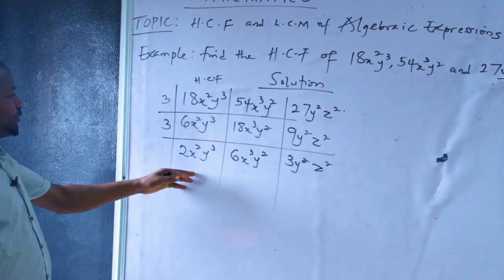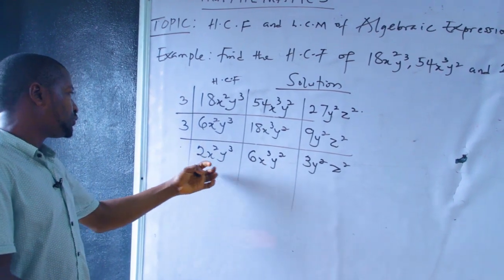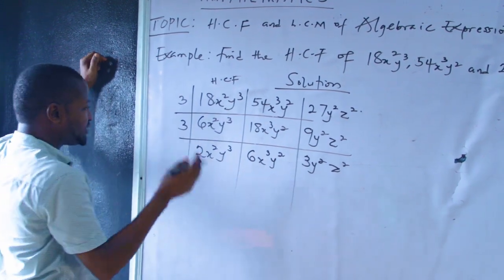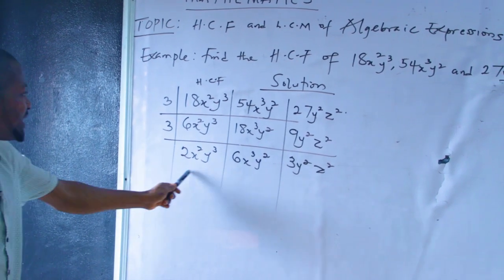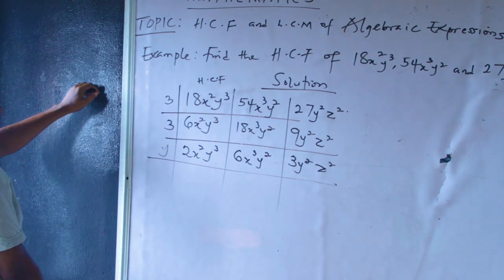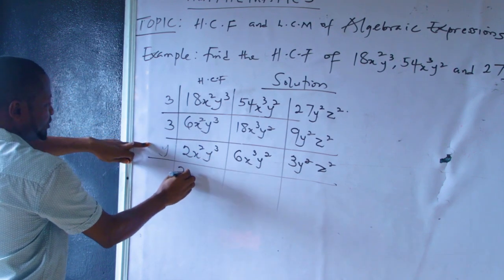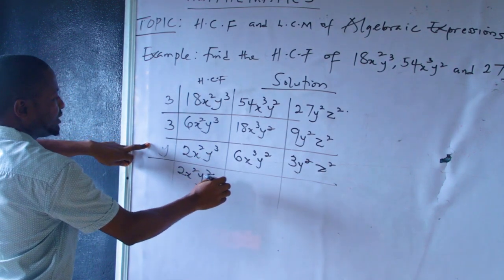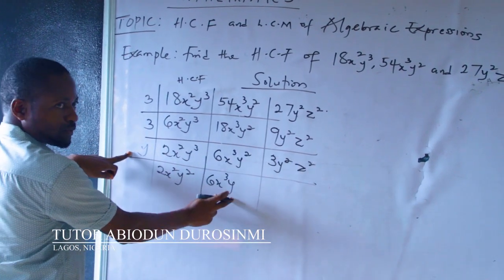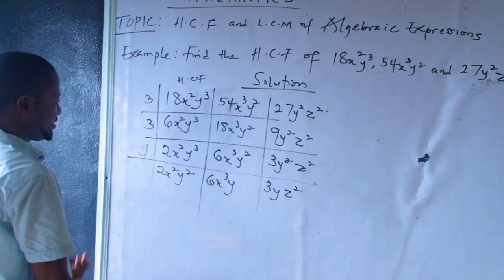Alright, so now, which other number can go in there? Remember, 2 is not common. 3 cannot go in 2, so obviously. So now let's go to letters. X is not common. But y is common to the three of them, so I'll use y. So y in 2x squared y cubed, this y will cancel one of these y's, to be 2x squared y squared. Then this will be 6x cubed y, because y will cancel one y, and one y remains. Then y in this will be 3y z squared.